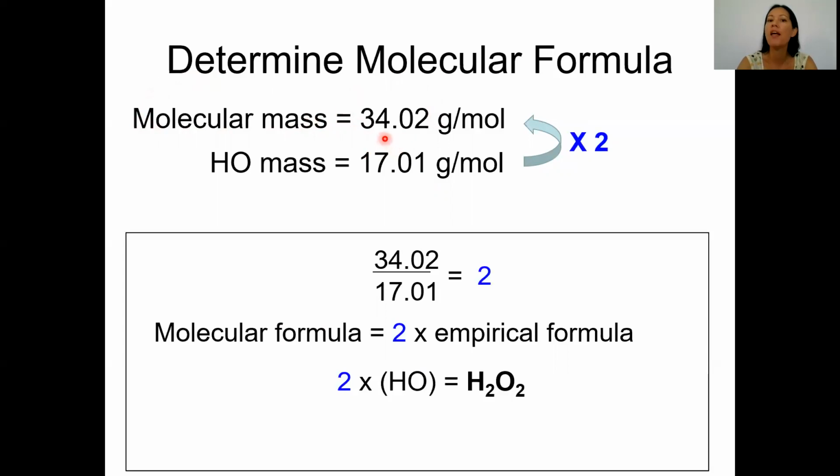It's 34. That must mean the molecular formula is twice that of the empirical formula. So 2 times the HO or H2O2.